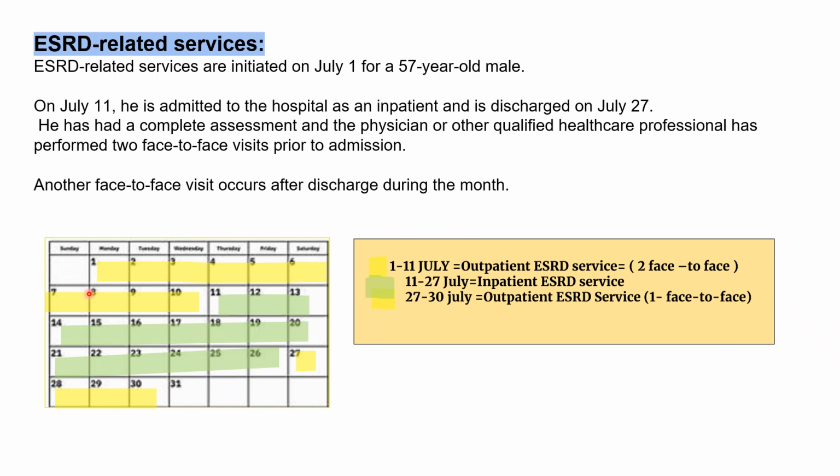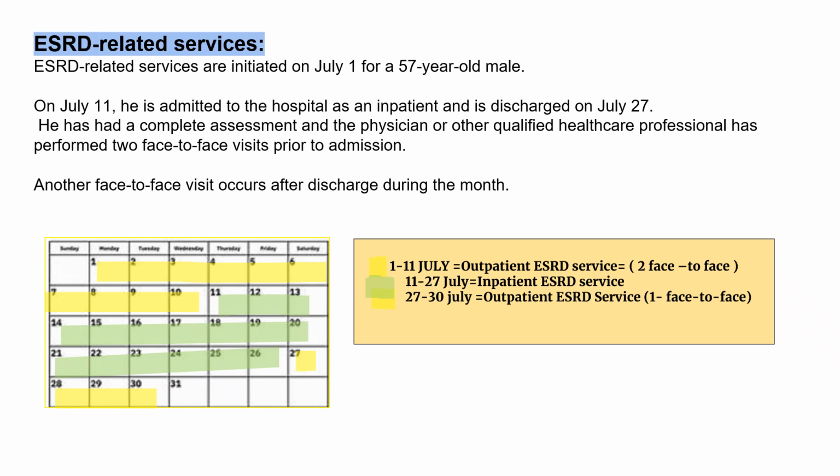Now you look at this calendar, 1st to 11th. Where was the patient? He was outpatient because he was not admitted. Then from 11 to 27, the patient was inpatient. Then he was discharged and then he becomes an outpatient. So 1st to 11 outpatient, 11 to 27 inpatient, and 27 to 30 outpatient. I hope you understood this very clearly.